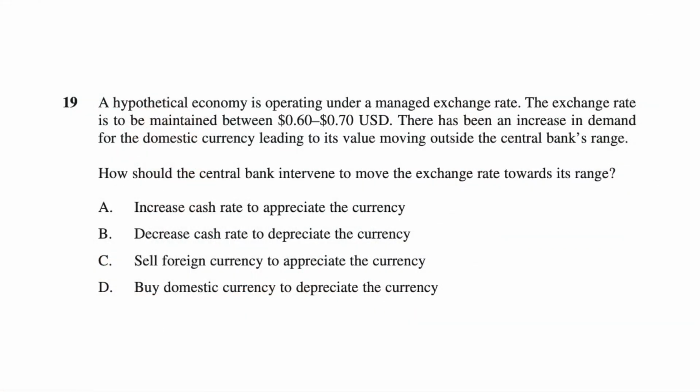Great, 19. What was the question and what's the solution here? Okay, so you've got a hypothetical economy under a managed exchange rate. The exchange rate is to be maintained between 60 to 70 US cents. There has been an increase in demand for the domestic currency, leading to its value moving outside the central bank's range. How should the central bank intervene to move the exchange rate towards its range?